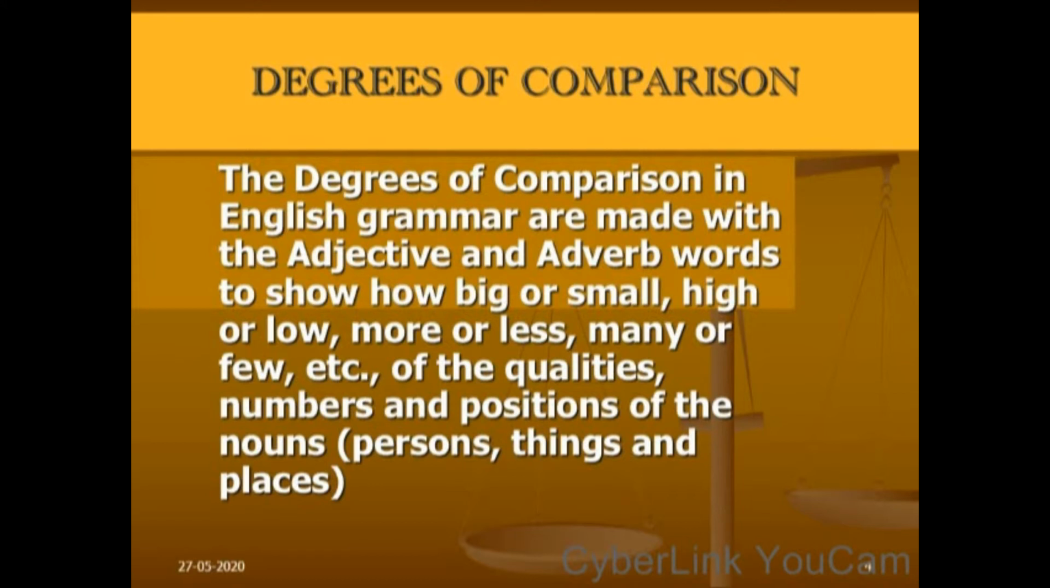The degrees of comparison in English grammar are made with adjective and adverb words to show how big or small, high or low, more or less, many or few, etc., of the qualities, numbers and positions of the nouns, persons, things and places.